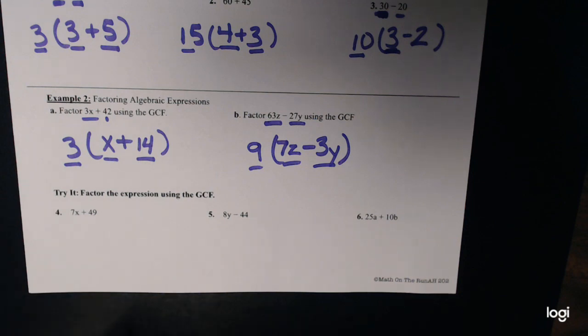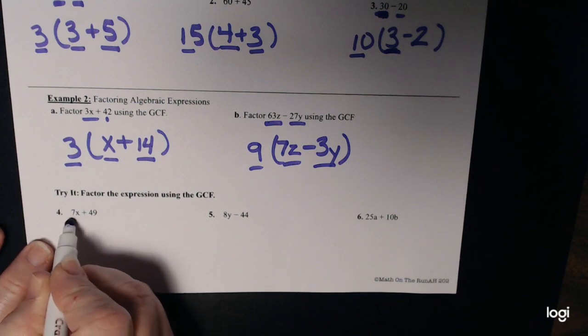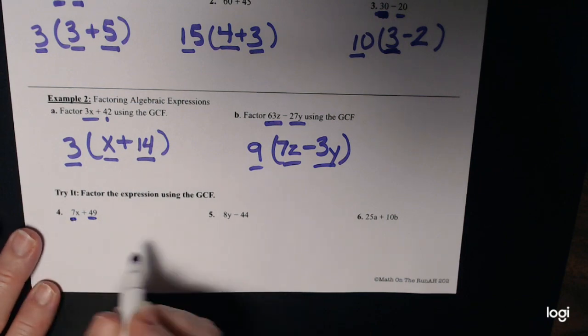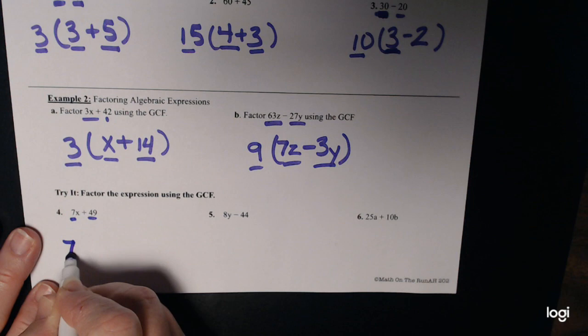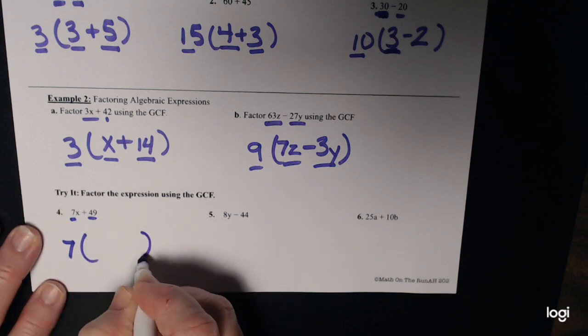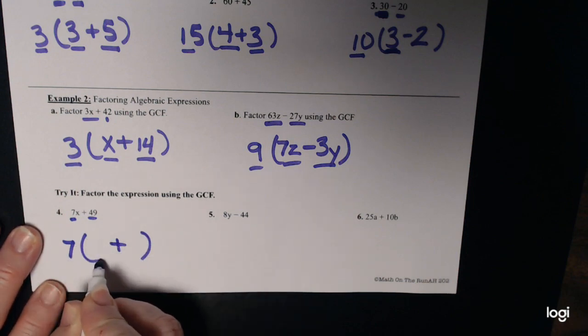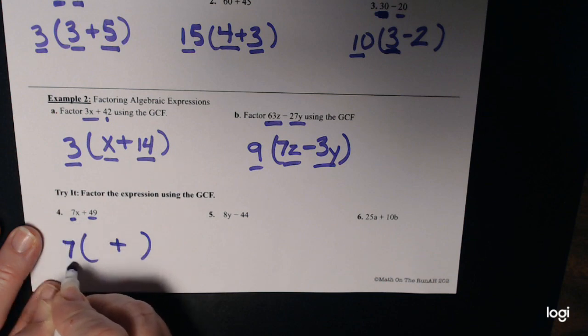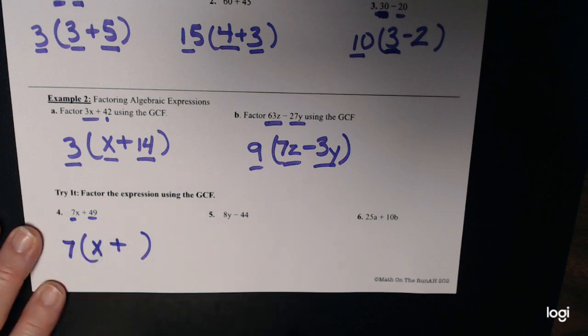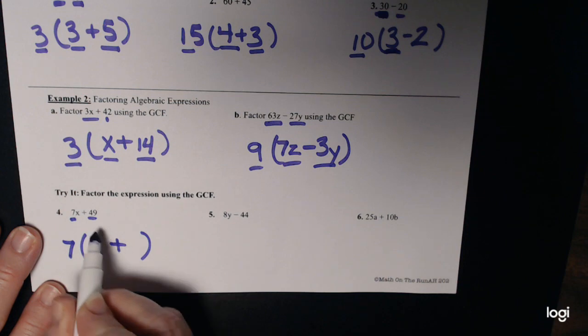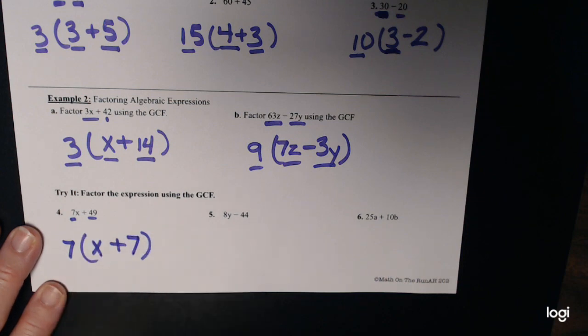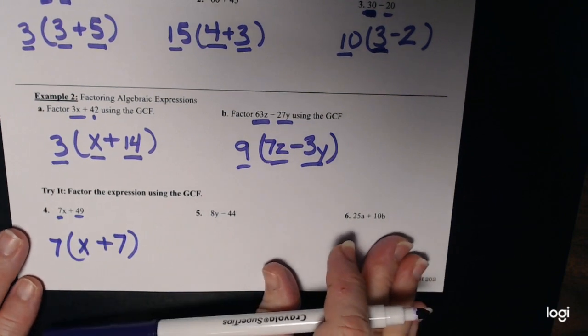All right, so for those of you that paused it, and hopefully you finished, we're going to look to see how you did. We have 7x plus 49. If I looked on my factor sheet, those both have a 7, and plus. 7 times what is 7x? 7 times x is 7x. 7 times what is 49? 7 times 7. All right, problem number 5.